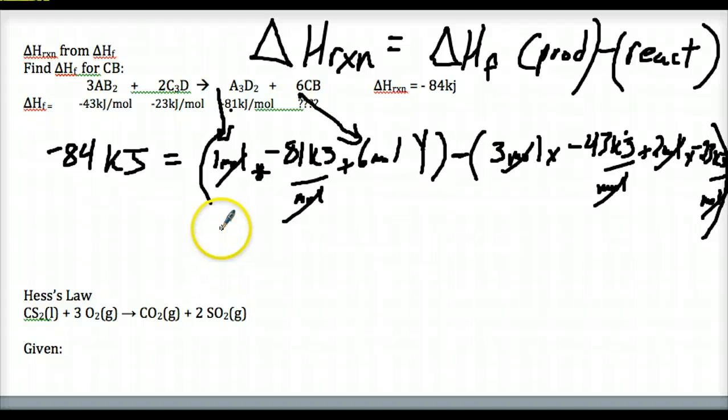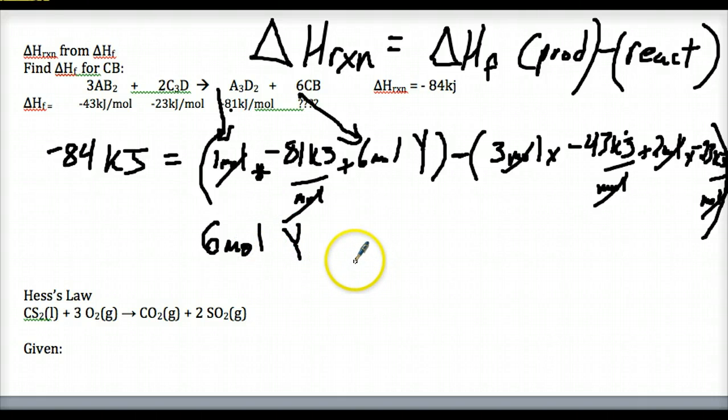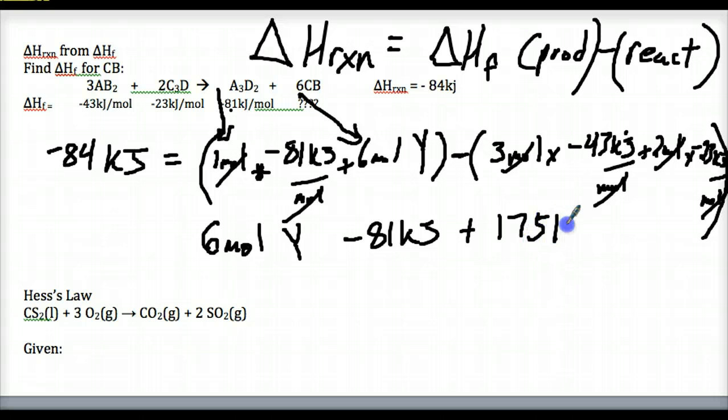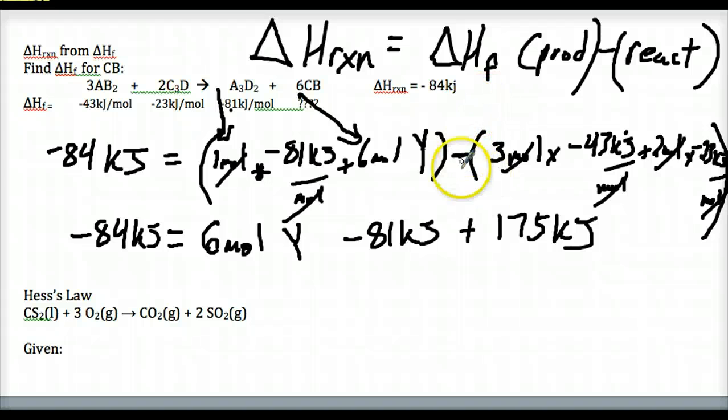When you do that, I'm going to get my 6 mole Y, minus 81 kJ plus 175 kJ. Looks just like that. When you settle it out, clean it up a bit. And I realize it's a little bit on the sloppy side, and I apologize for that, but we all have enough math to figure that out, to actually read through that. You can see that there's a minus issue. You have to get used to it. Subtraction, negative numbers. You have to just figure it out from there.